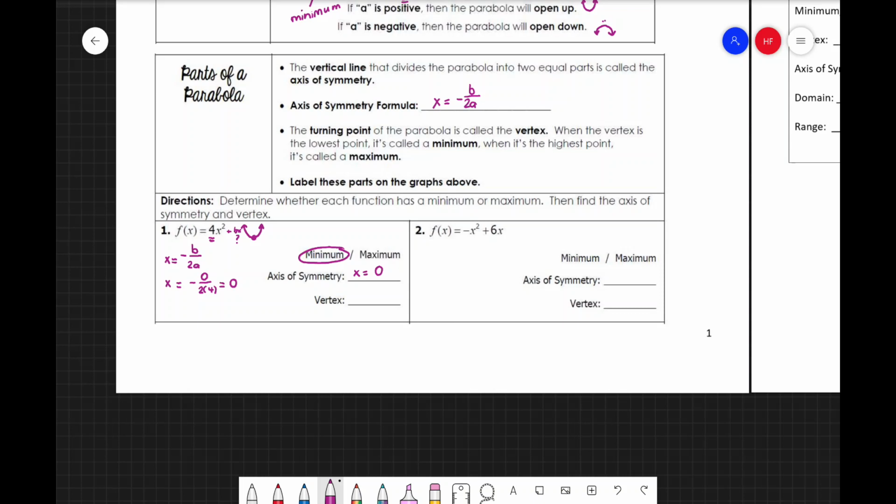And then for my vertex, we have 4x squared, and my axis of symmetry is at 0. So let's plug in that 0 into my equation. y equals 4 times 0 squared. Anything times 0 is 0. So my vertex would be at (0, 0).